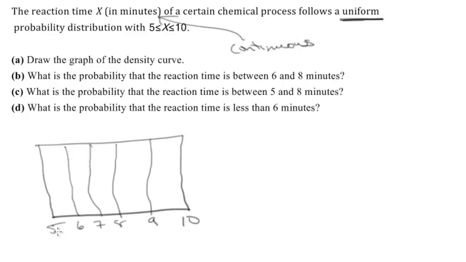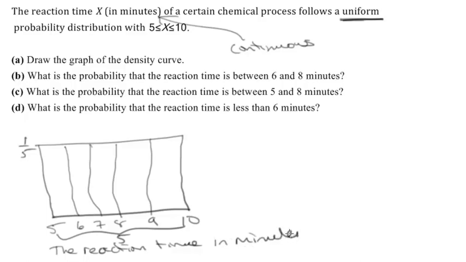Okie dokie. The width here is 5. The distance from 5 and 10 is 5. So that means the height is 1/5. On your worksheet that is going to be due in a week's time, I'm going to require that you label the height. I'm also going to require that you label the x-axis. So let's do that. That's the reaction time of the chemical. And you also need units. So that'll be in minutes. So that's part A. Let's do part B.